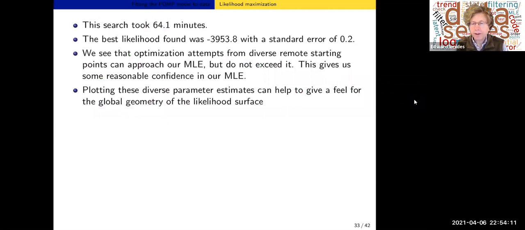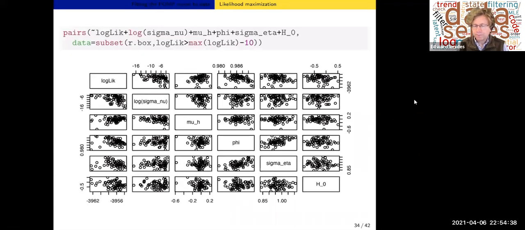This search took 60 minutes on one compute node with 36 cores, and we have a maximized log likelihood. We're fairly confident that we can't do better. At least we tried quite hard and we couldn't find anything better. And then we can also look at the pairs plot again.